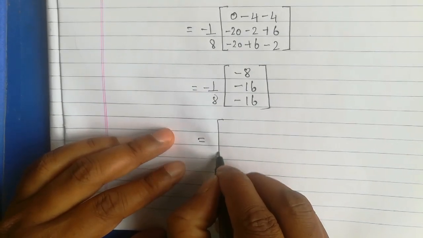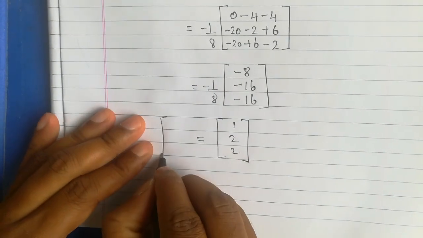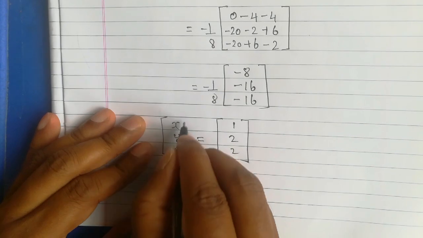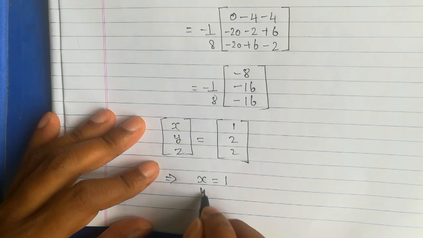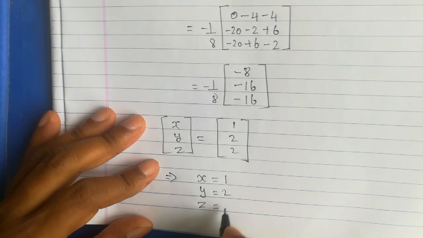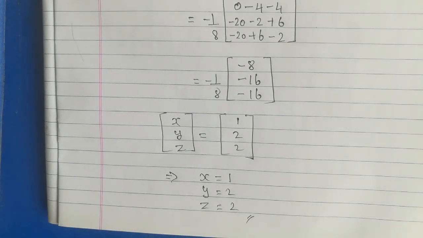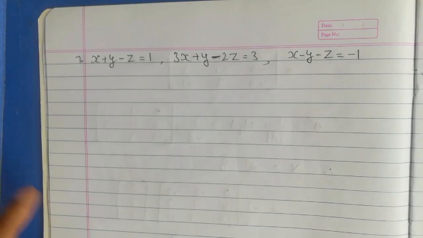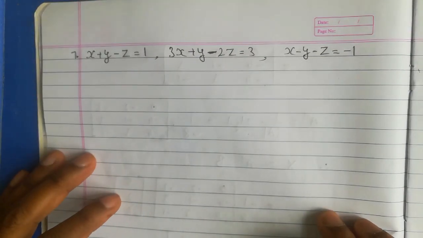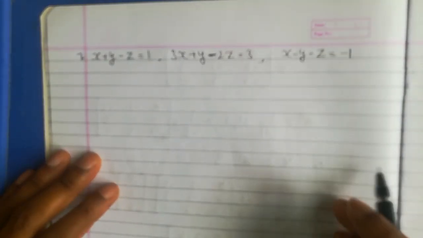This is 1, 2, 2. This is x, y, z, which implies x equal to 1, y equal to 2, z equal to 2. See the next problem. Seventh problem. This is given same like previous one.